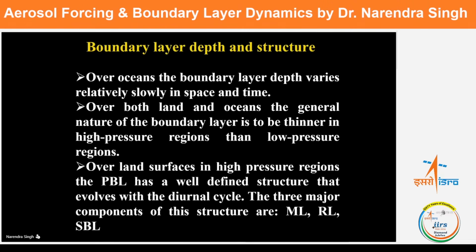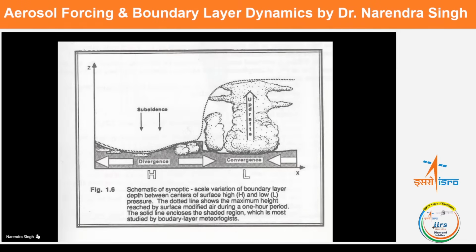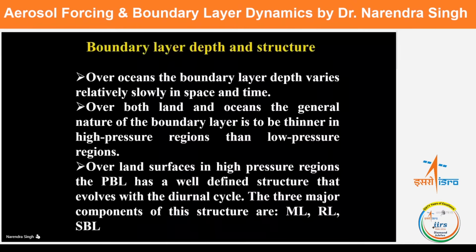Then in the afternoon, what would happen at the sunset? I think from this picture, yeah, this is okay. I'll explain in another slide. So there are three parts of the boundary layer. One is the mixing layer, another is the residual layer, and then the stable boundary layer. In the picture, it will be clear to you.